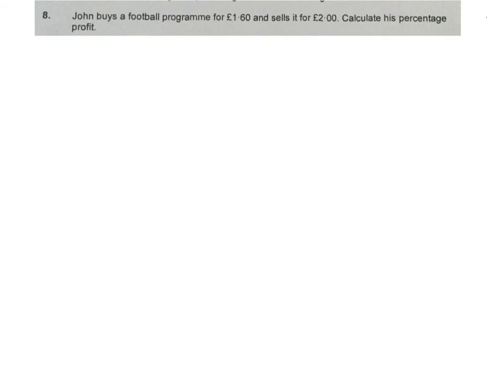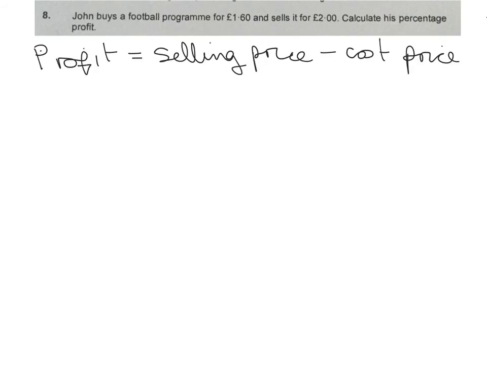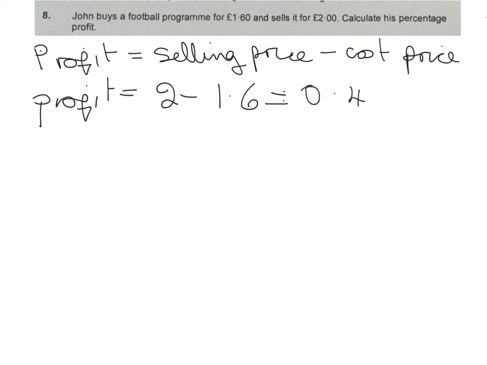Question 8. John buys a football programme for £1.60 and sells it for £2. Calculate his percentage profit. So profit is equal to the selling price minus the cost price. So in this case, our profit is going to be equal to 2 minus 1.6, which is equal to 0.4, which is equal to 40p.